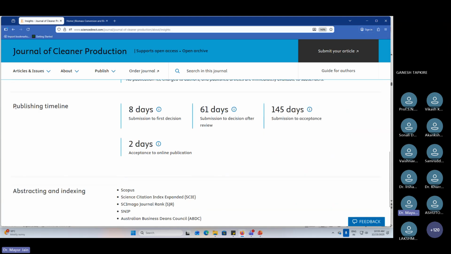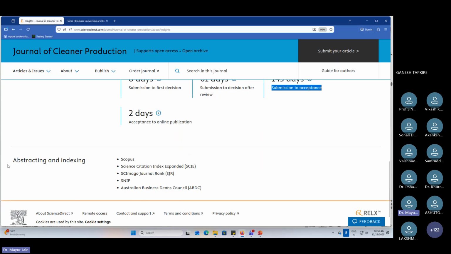Okay, another very important thing is the publishing timeline. So how many days it takes, this is very important. Very few journals, very few publishers have such kind of data, right? How many days it will take for the first decision, how many days from submission to decision, after the review how many days it takes for the acceptance. So I think this is very important, right? So when you go through journal selection, I will suggest that you must go through this type of data-based journal where you will find the transparency of the timelines, right?